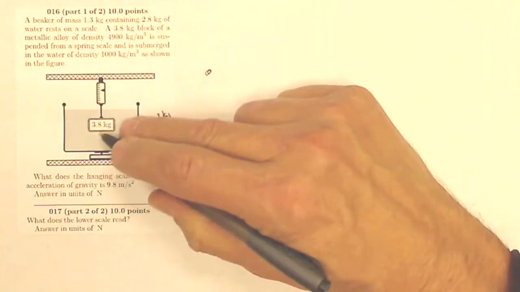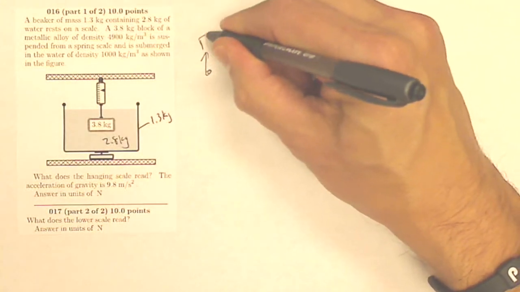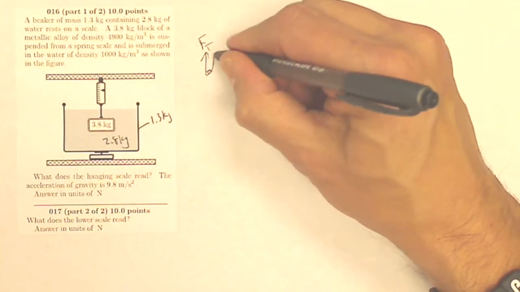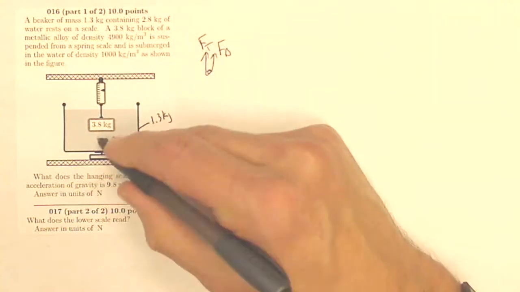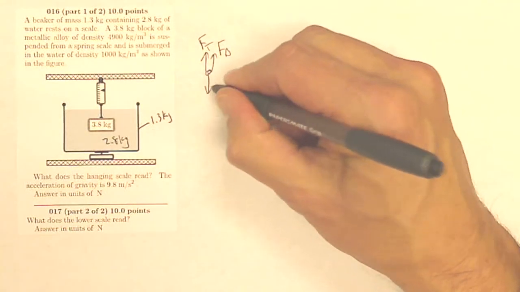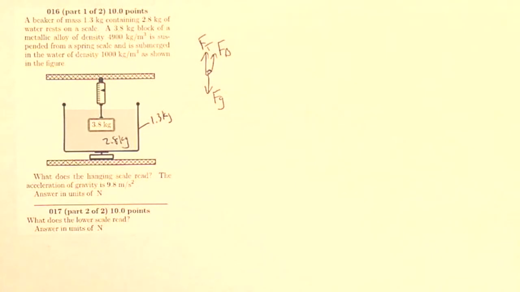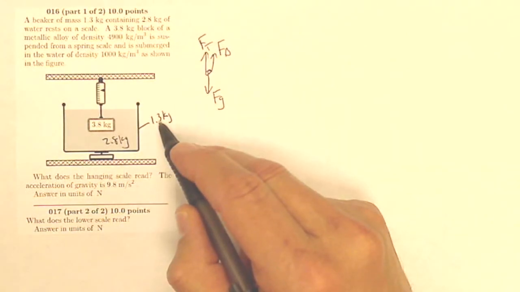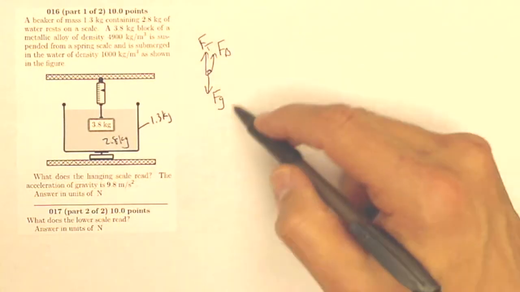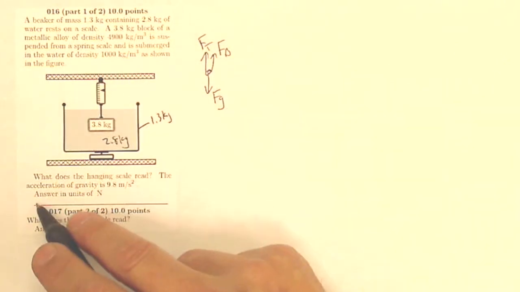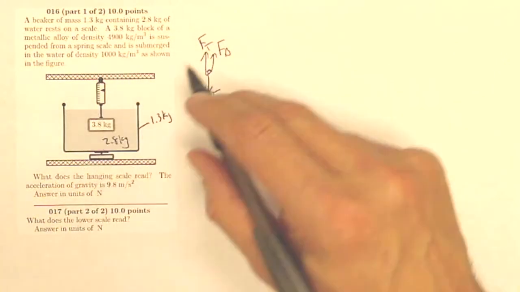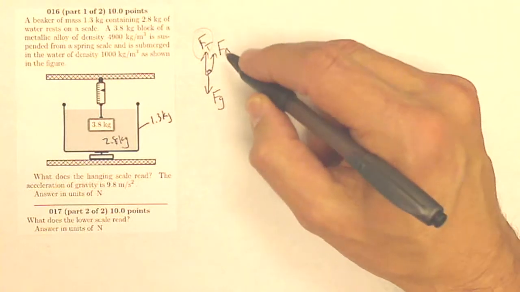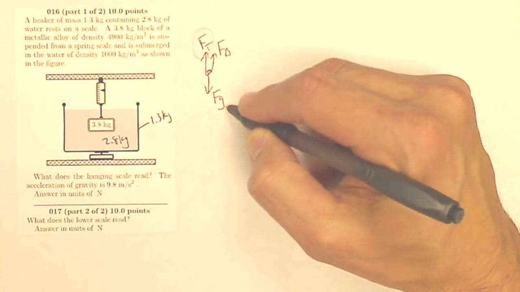So on that hanging mass, I've got a tension from the spring scale, I have a buoyant force from the water, and I have a force of gravity. Those three all together are going to combine and be equal. I don't have to worry about the weight of the water or the weight of the beaker. So I'm looking for, what does the hanging scale read? That's this one. So I've got buoyant force and gravity I've got to deal with.